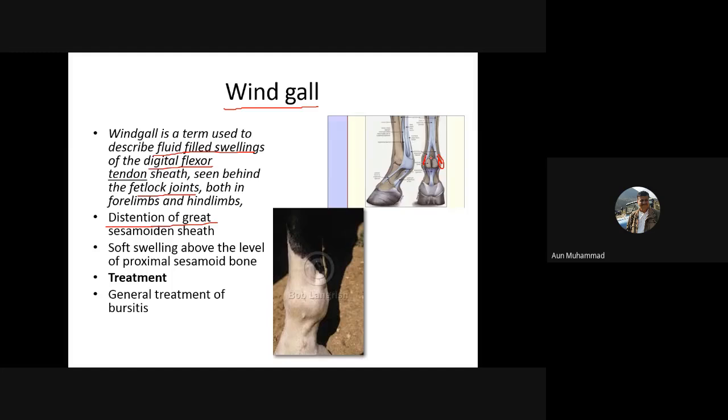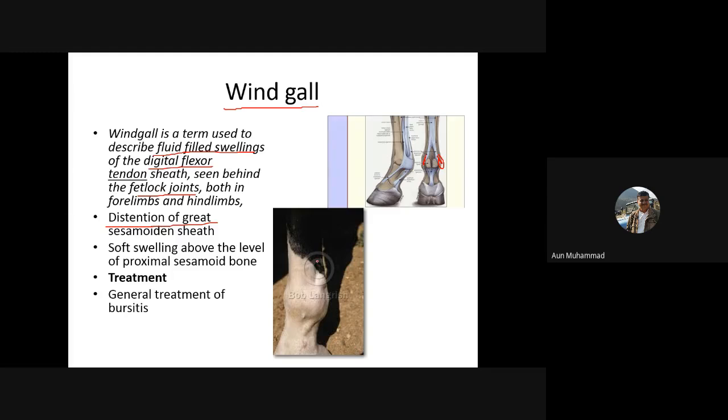This is also noted in some cases when the animal is suddenly put on work or heavy work. Because of that overstretching of the tendon, the tendon sheath gets inflamed, and ultimately it becomes over-secreted and fluid-filled. That's why you will see the presence of wind gall over that area.